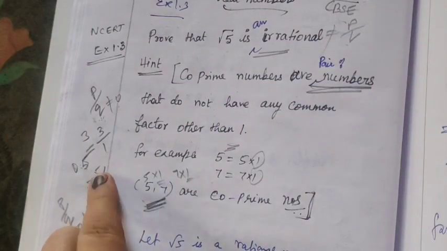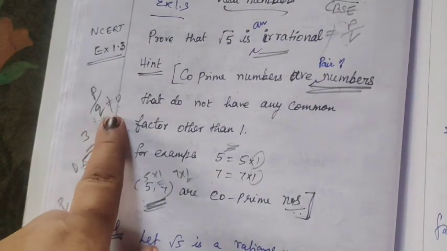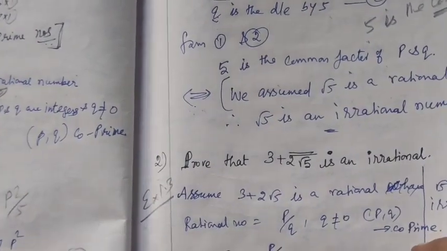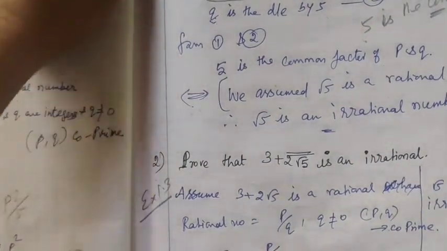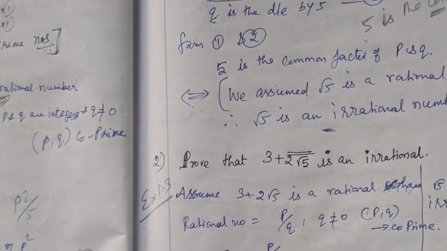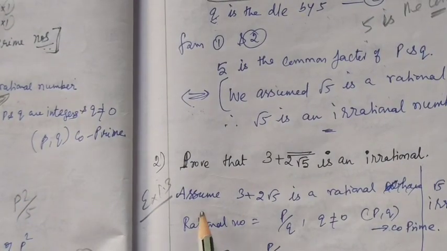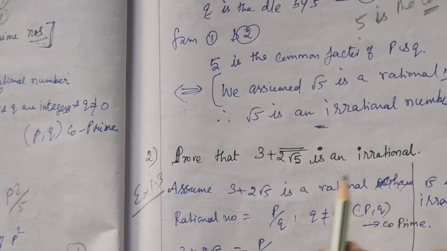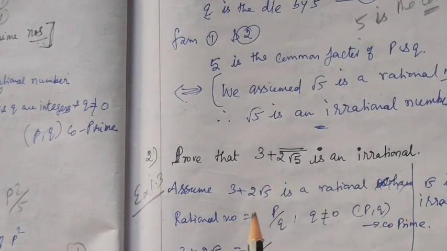So in the last class, we explained the rational number clearly. It is of the form p by q where q is not equal to 0. We prove this by assumption. Then our assumption turns out to be wrong, and a contradiction comes. So that this is an irrational number, we say.